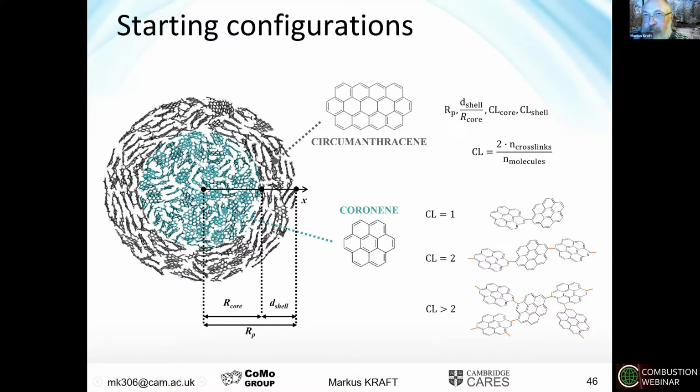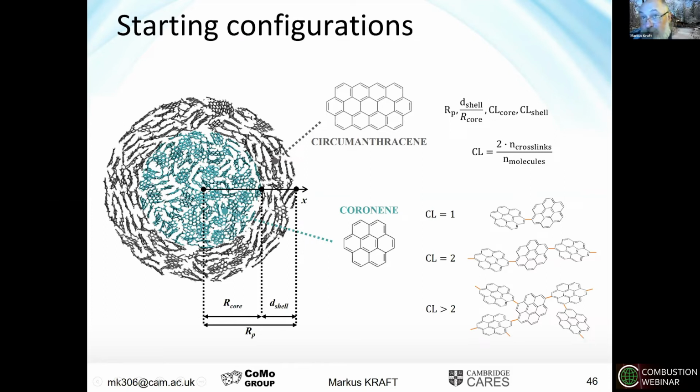So this is the overall radius that stretches from here to here. Okay, then we have the core radius, and then we have the depth of the shell, P shell, okay? Another important parameter is this cross-link factor. So if Cl is equal to 1, it means that one molecule has just one cross-link. If Cl is equal to 2, then it has 2, it can form these chains. And if Cl is greater than 2, it can form these networks, okay? And this will be very important in the following.